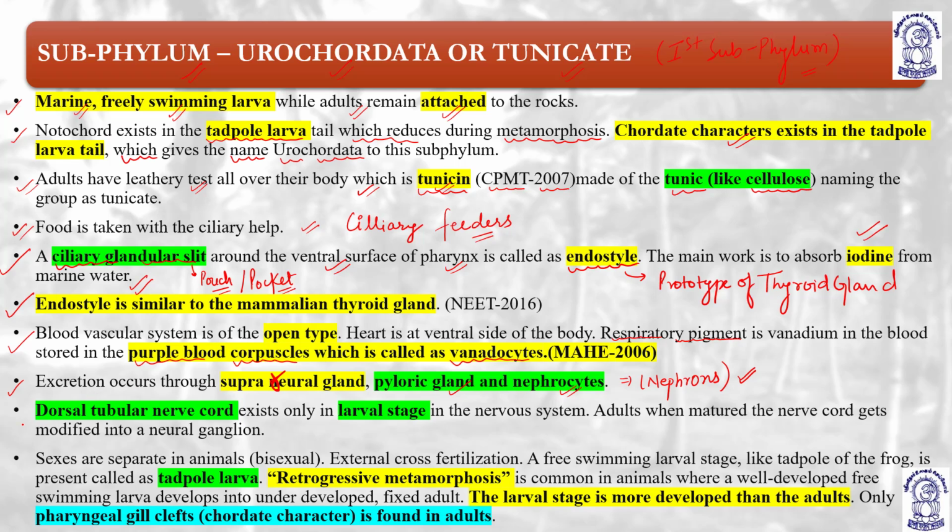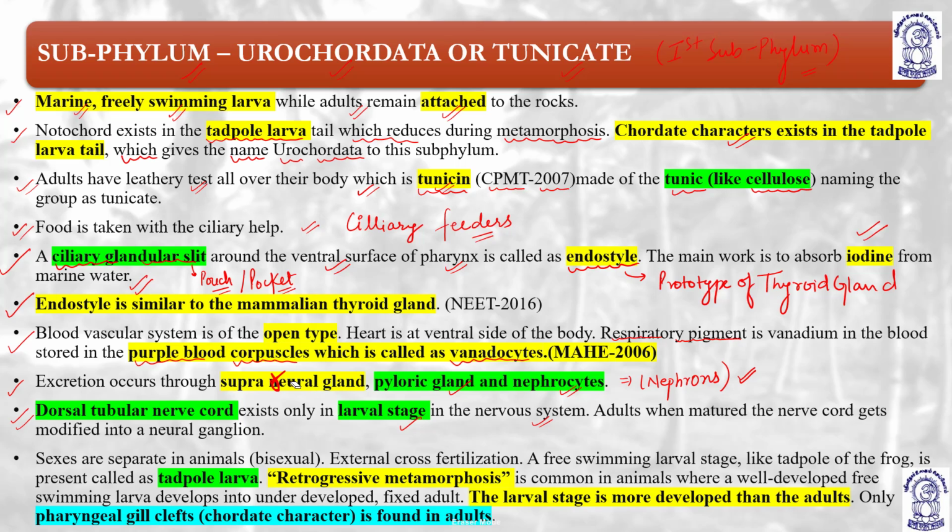Now, the dorsal tubular nerve cord exists only in the larval stage in the nervous system, okay. So the dorsal tubular nerve cord exists only in the larval stage. The notochord was also in the larval stage. It means they are basically evolved, they are upgraded, and they are going to form the following changes which will lead to the formation of vertebrata.